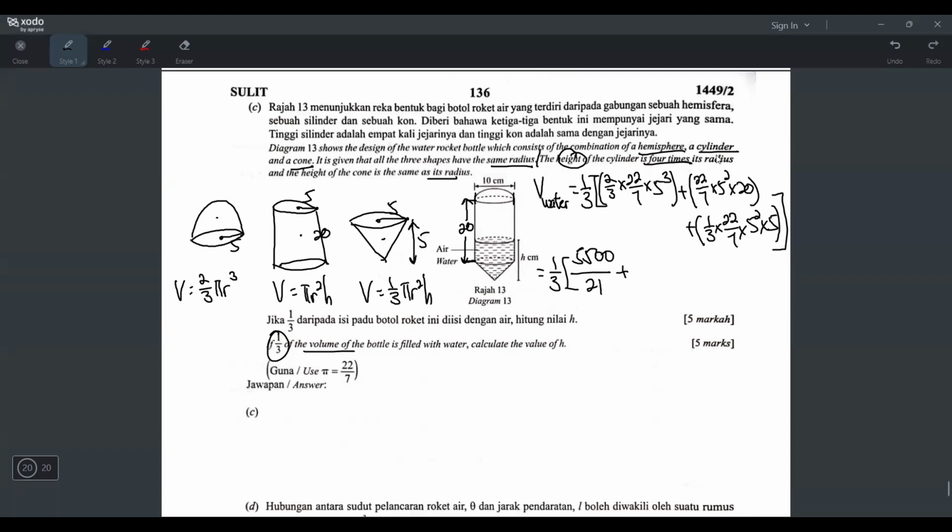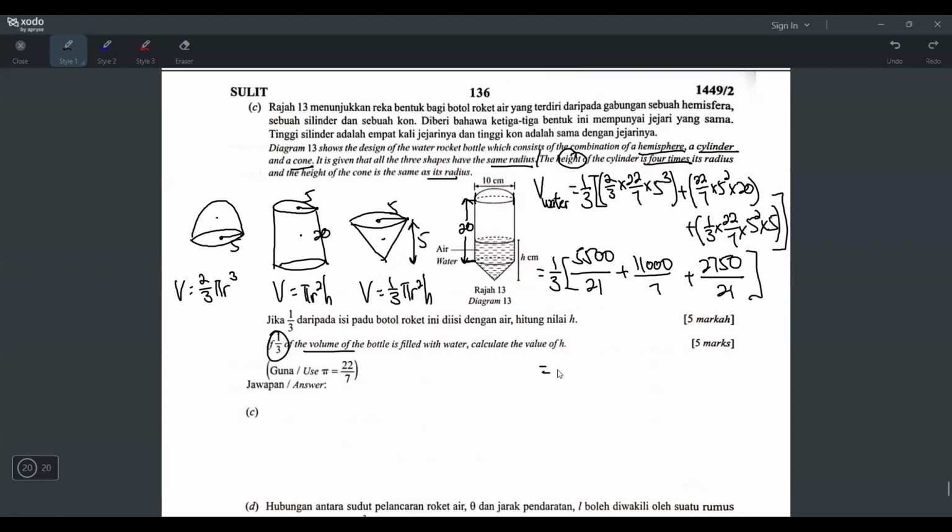Okay, let's do this one. 20 times 25 times 22 divide 7. So I get 11,000/7, like this. And then the last one, 1/3 times pi r square h. Okay, I got 2750/21. Hopefully you get the same also.